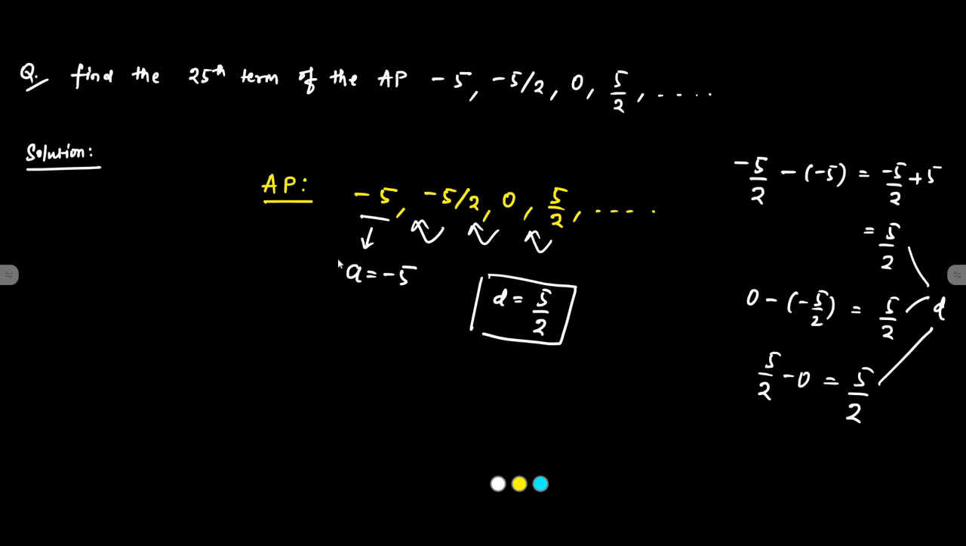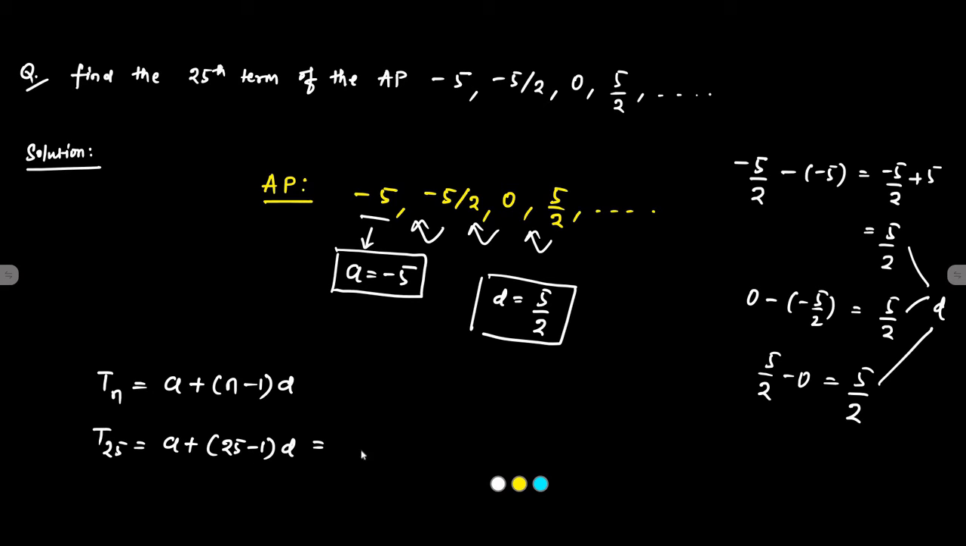So we have the first term equal to minus 5 and the common difference equal to 5 by 2. Now the nth term formula, that is the general formula, is equal to A plus n minus 1 into d. So for the 25th term, n is equal to 25, so it becomes A plus 25 minus 1 into d, A plus 24d.